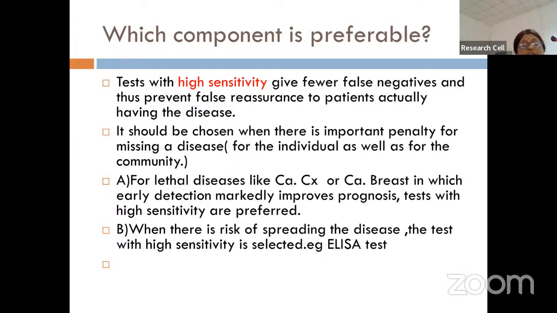Another situation is when there is risk of spreading the disease. It means if you miss the case, the disease may spread, for communicable diseases like HIV/AIDS. Among blood donors, if you select a less sensitive test, then there will be more false negatives and the person may donate the blood and HIV may spread to a number of persons. So in such a situation also, you have to go for a highly sensitive test. So in two situations, firstly where the prognosis can be definitively altered by early diagnosis, and secondly, for the sake of the community, when the risk of spreading the disease is more, in such situations, you always go for a highly sensitive test.